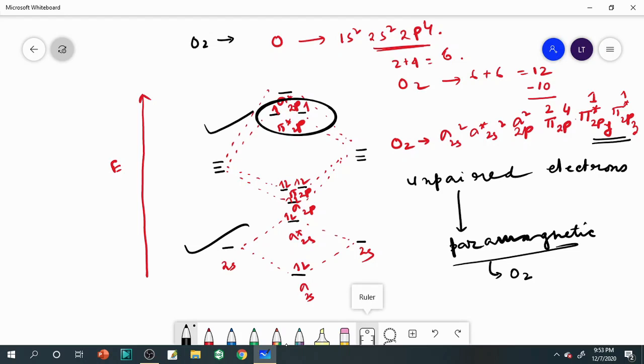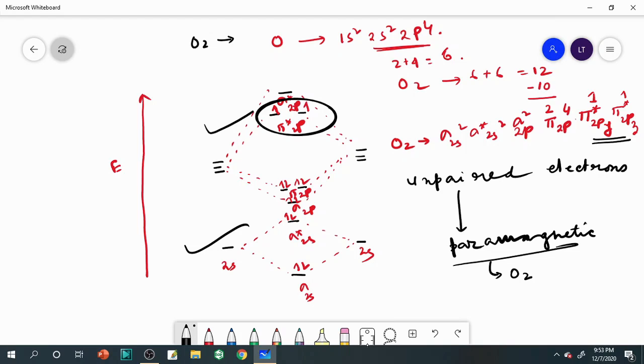Okay. So in the pi star molecular orbitals there occur the unpaired electrons. If there occur paired electrons, that species will be diamagnetic, and if there occur unpaired electrons, that species will be paramagnetic, that is, attracted by the magnetic field. So oxygen is the paramagnetic species. That is very, very important.